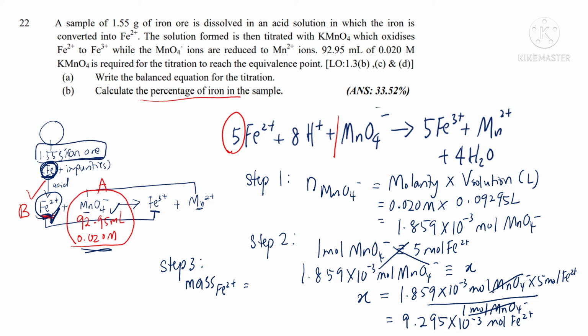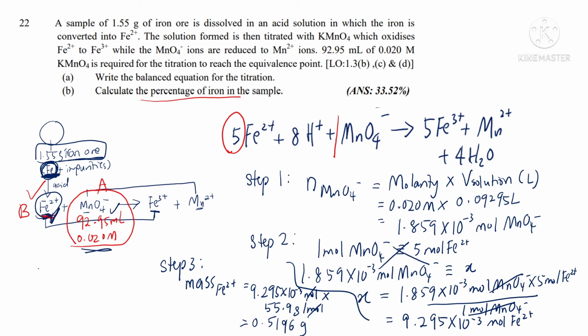So how to calculate the mass of Fe2+ ion? We use the number of moles that we calculated, multiplied by the molar mass of iron 2+ ion, that is 55.9 gram per mole, and that should give us the mass of Fe2+ ion as 0.5196 gram.